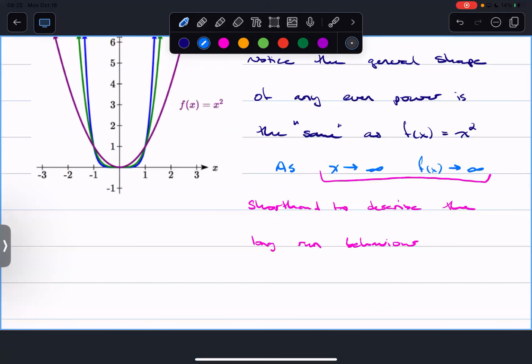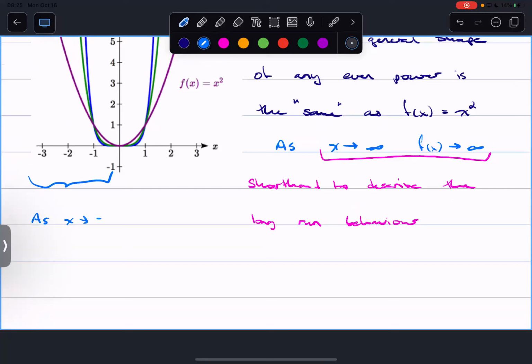Same thing on the other side. As x goes to negative infinity, so now I'm heading the other way, f of x is going to positive infinity again. Nice.